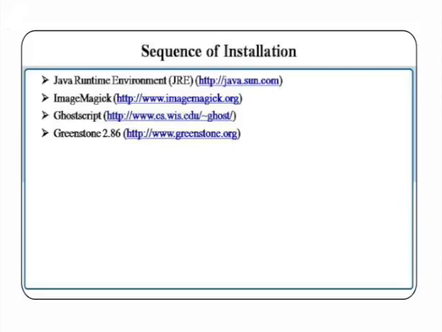The spelling is ImageMagick.org. Then Ghostscript is from cs.wisc.edu, with a tilde character used there because it's a user directory. In Linux, generally users are referred to with a tilde, as tilde ghost. From there you can download it. And Greenstone 2.86 can be downloaded from the Greenstone site, greenstone.org.